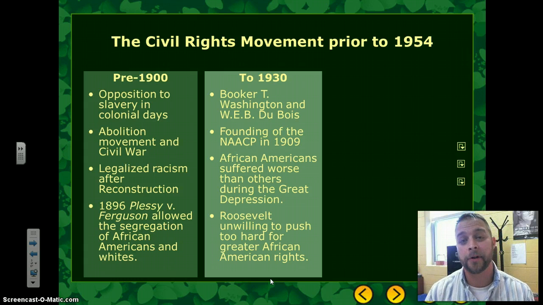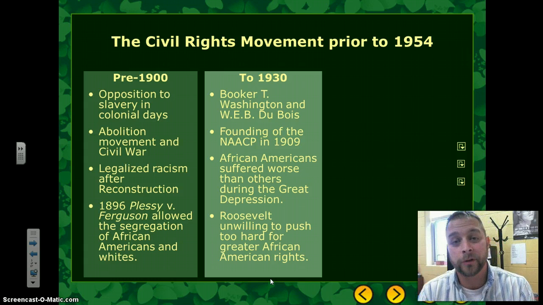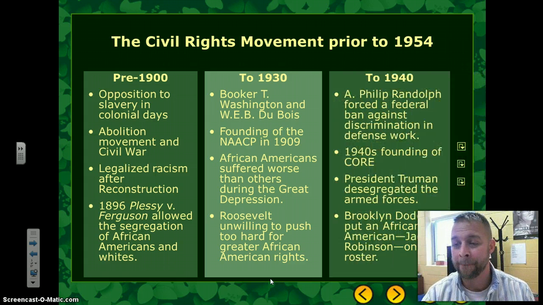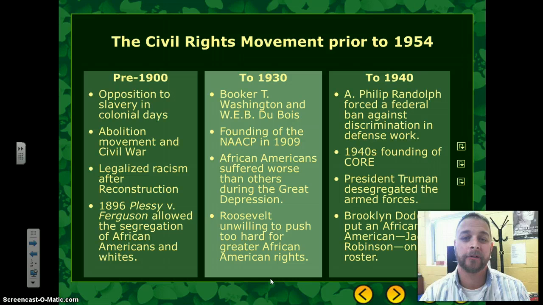One of the problems is that during the 30s, African Americans suffered worse during the Great Depression than whites, and Roosevelt, because he needed the support of Southern Democrats for his New Deal programs, was often slow to institute changes to guarantee African American rights. Now, after the Great Depression, A. Philip Randolph rises as one of the most important leaders. And you also have the founding of CORE, the Congress of Racial Equality, in 1940.